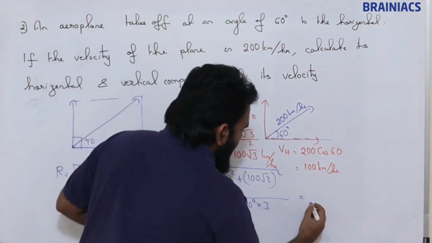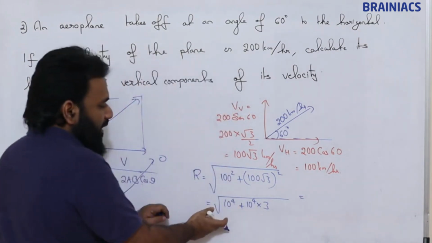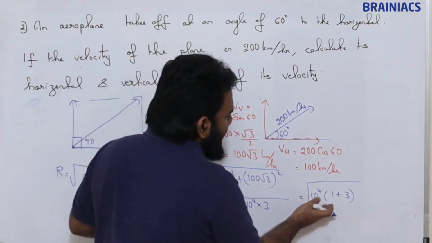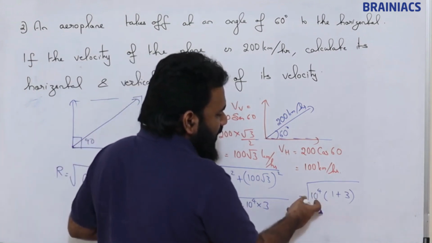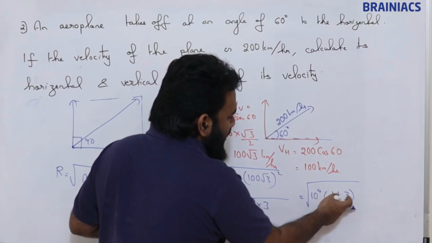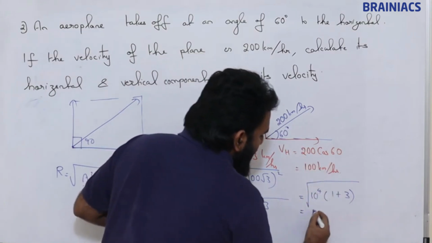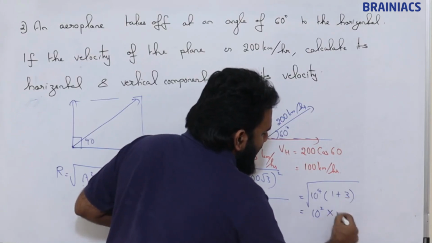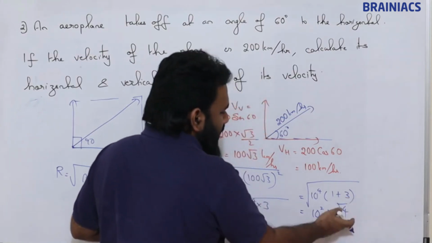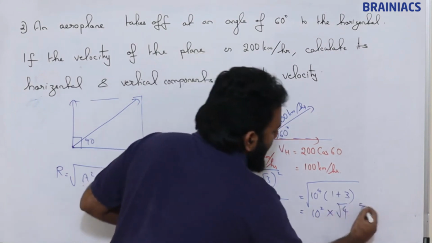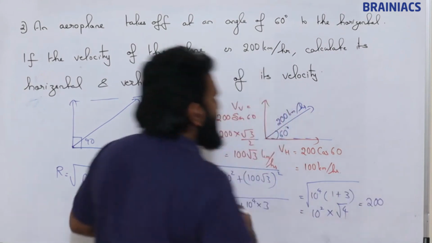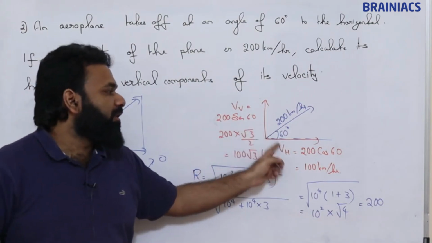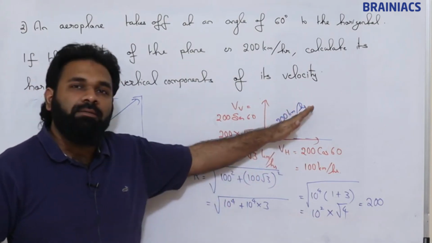So when we take 10 raised to 4 outside, we will be getting 1 plus 3. So outside the root this will become 10 square, and inside the root this will become root 4, that is 2. Finally what are we going to get? We will be getting 200 itself. So when we take the resultant of these two, we will be getting this one.